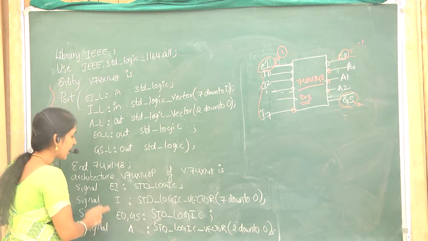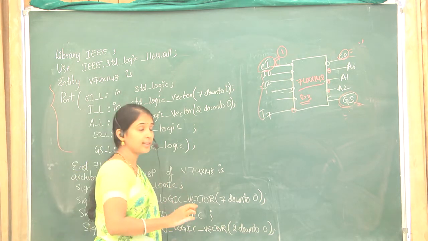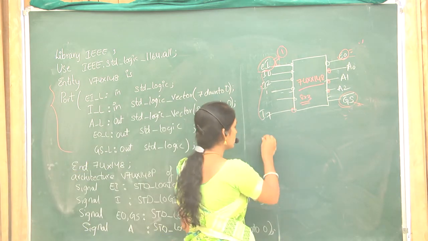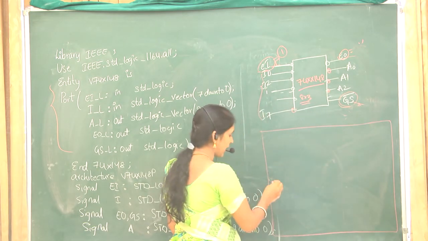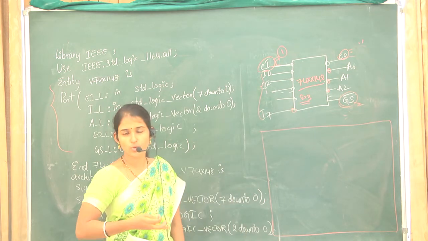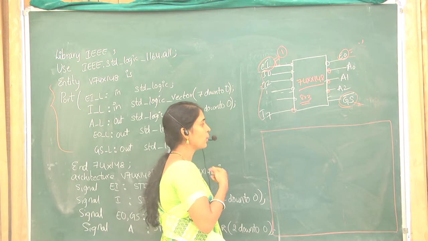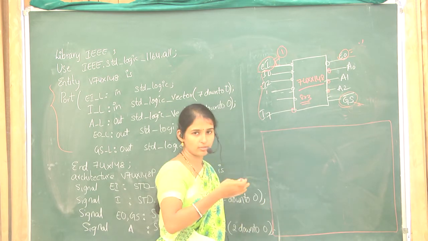Now comes the architecture. In this code you will be using all active high. You can write the code either in active high or using active low. You can use either. Now I am using active high. You all know how to write it for active low.